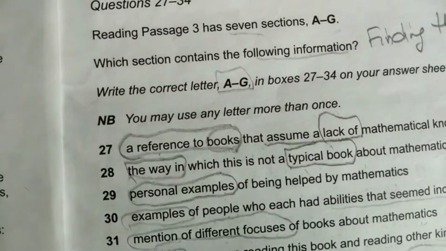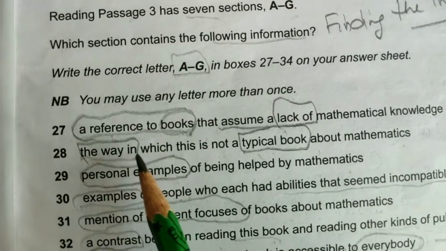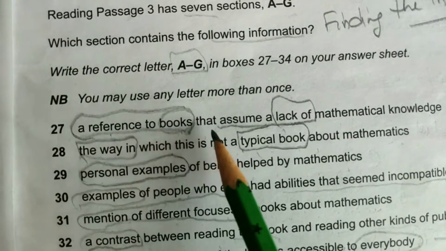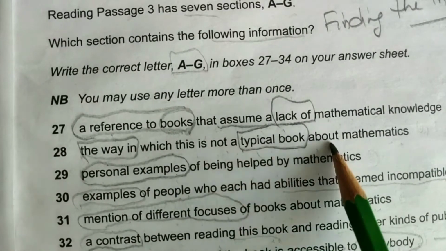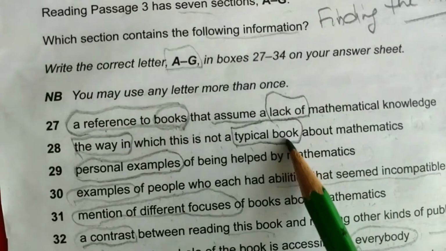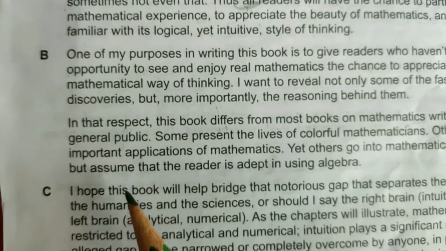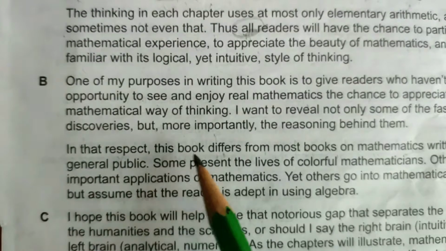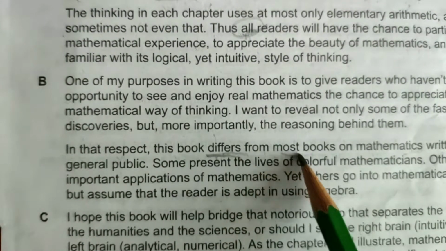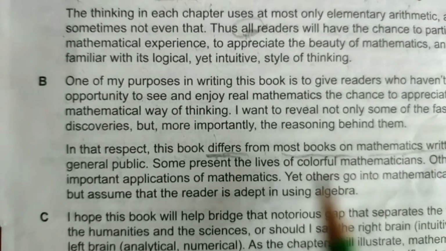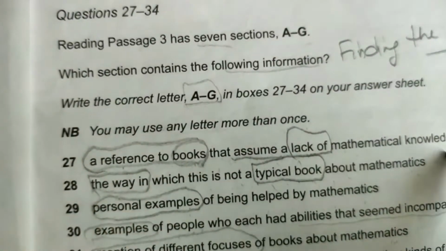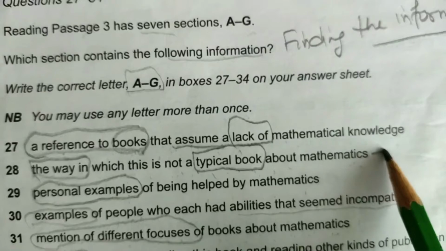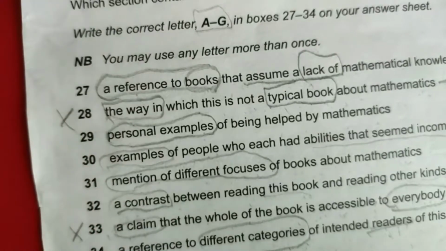Here, I think we have got this kind of statement. A reference to books that assume a lack of the way in which this is not a typical book about mathematics. Yes, here he is saying in that respect this book differs from most books on mathematics written for the general public. Fine. In this way we find the second answer also. Here we will be writing answer B. Again we will eliminate this.